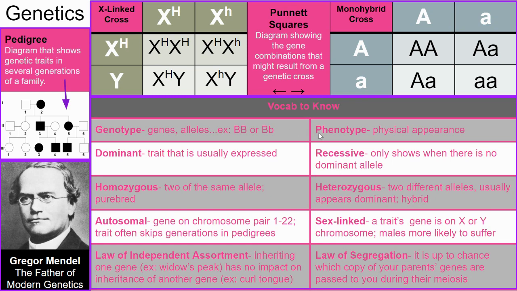Next, we have phenotype, and that would be the physical appearance, meaning, okay, they're tall or they're short. So, how they actually physically appear, or could possibly be something that they're able to do, such as curl the tongue or not curl the tongue. So, genotype, which copy of the gene did they get, the dominant or the recessive one? And phenotype is how do they actually look or what are they able to do?